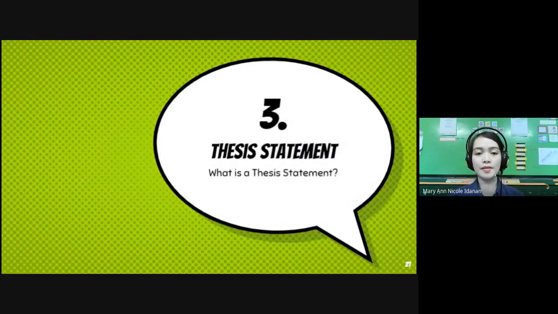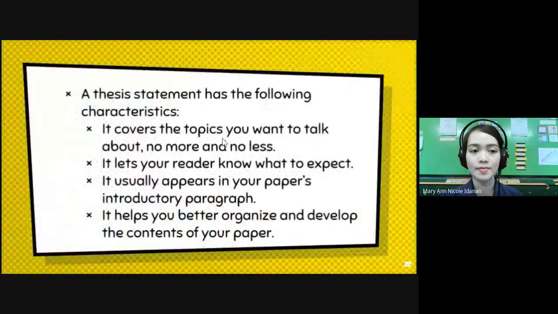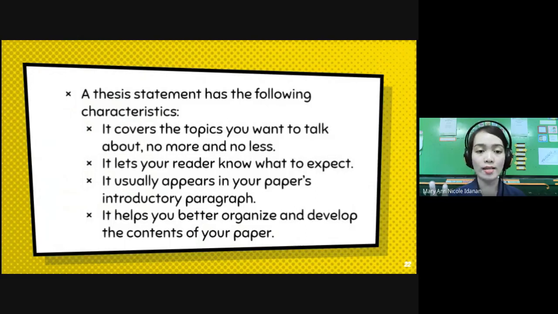Now let's proceed with thesis statement. So what is a thesis statement? A thesis statement has the following characteristics. First, it covers the topics you want to talk about, no more and no less. Two, it lets your reader know what to expect. Three, it usually appears in your paper's introductory part, as I have told you last time. It can be on the end part of your introduction. And lastly, it helps you better organize and develop the contents of your paper.